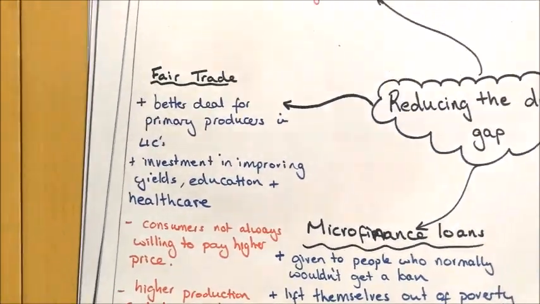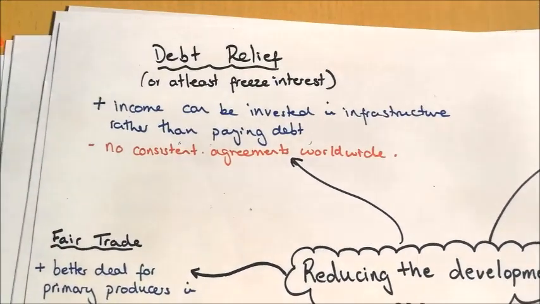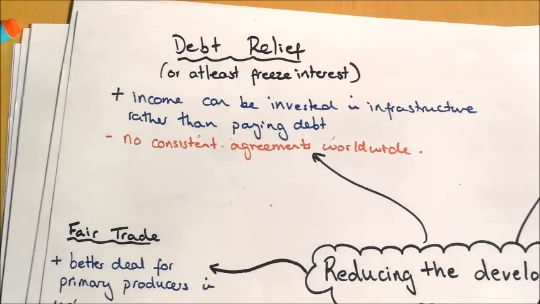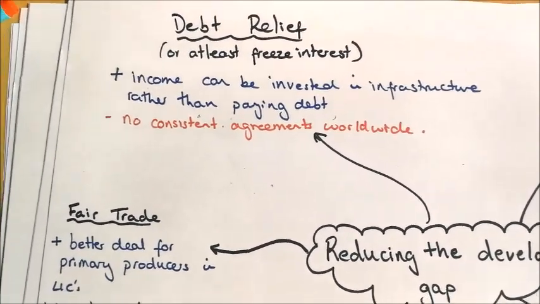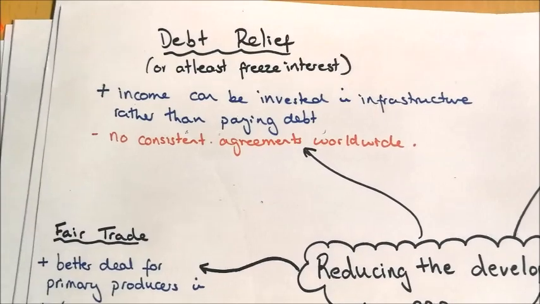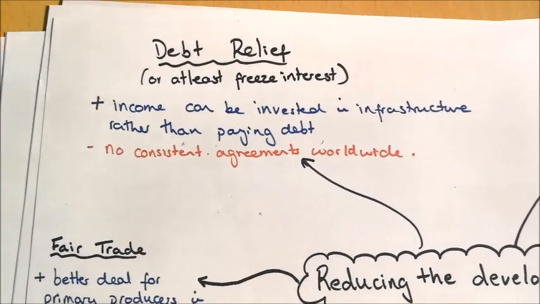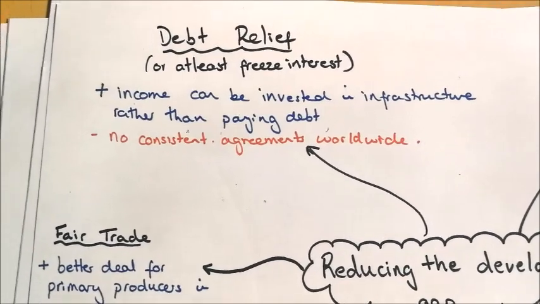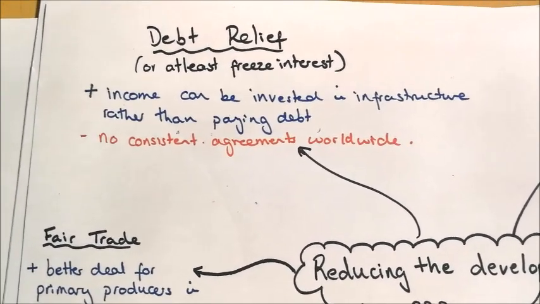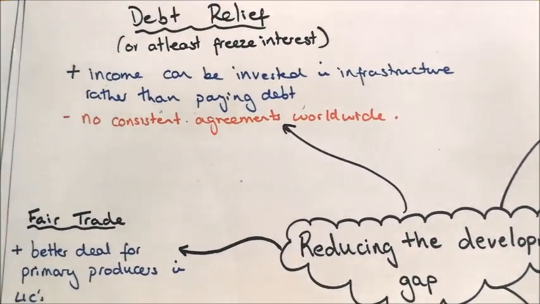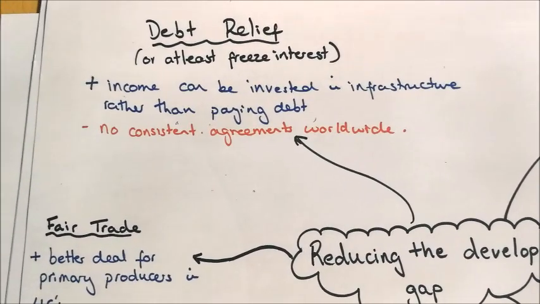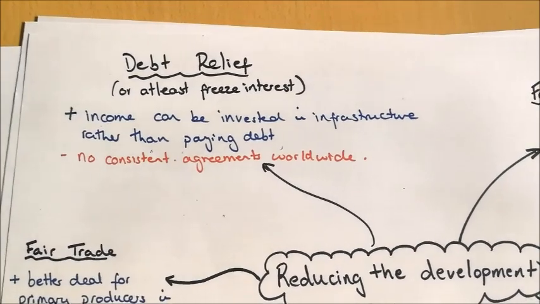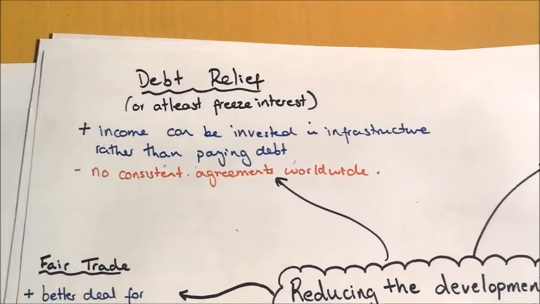And finally, we have the idea of debt relief, or at least freezing interest rates on debt owed by low-income countries to high-income countries. If we think back to the 1970s, many low-income countries took out large loans from the World Bank in an attempt to improve their infrastructure. However, in many cases, this was poorly spent due to corruption or mismanagement, and therefore the debt has spiraled out of control, with interest rates sometimes becoming so extensive that countries can't even afford to pay this back.